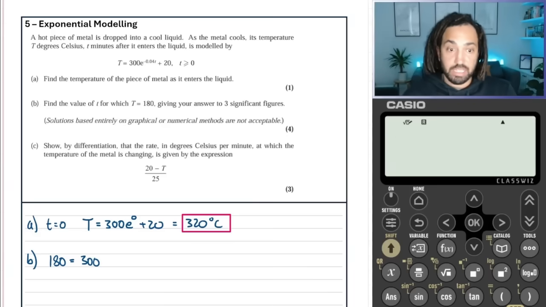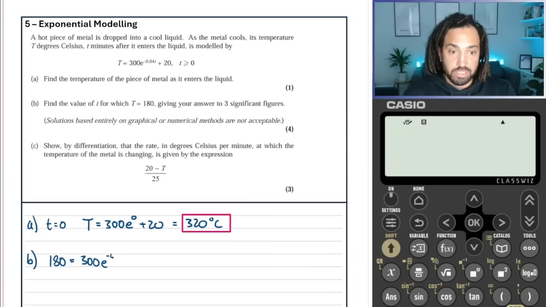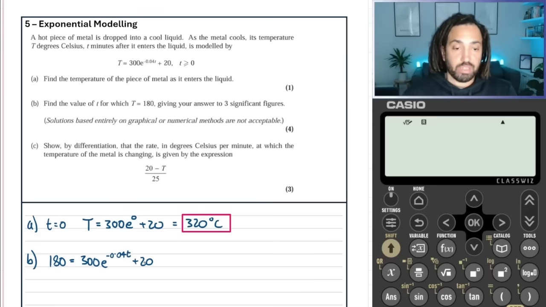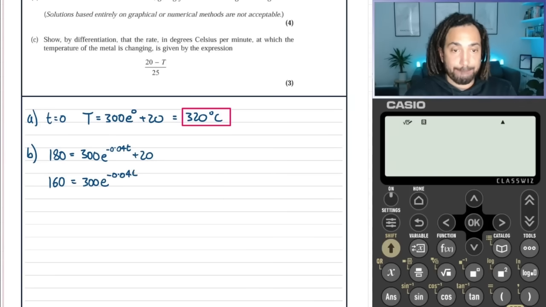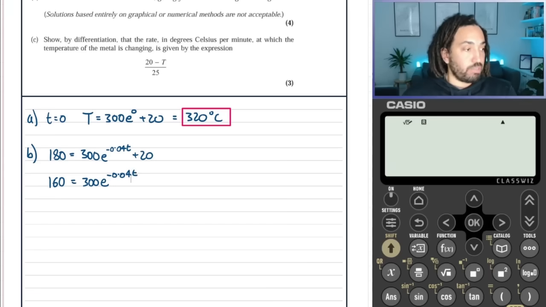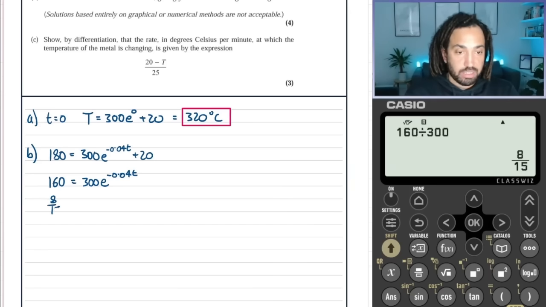And that'll be e to the minus 0.04t, and then plus 20. Okay, great. So let's just get solving. So we'll minus 20 from both sides, like so. We'll divide both sides by 300 to get 8 over 15 is equal to e to the minus 0.04t.